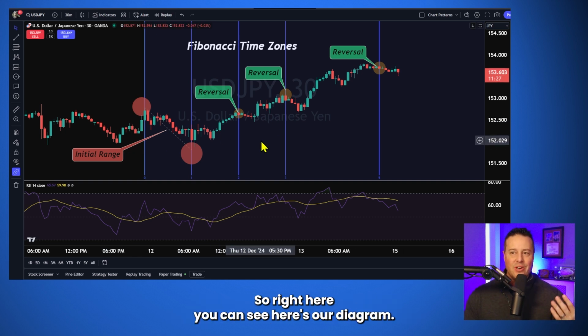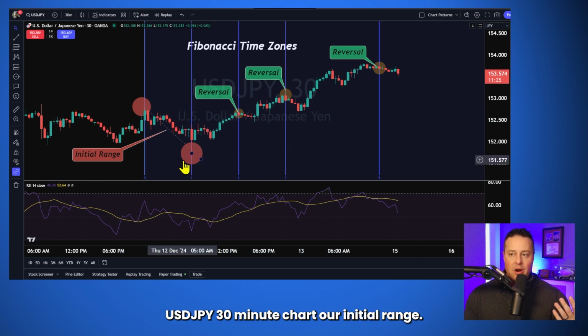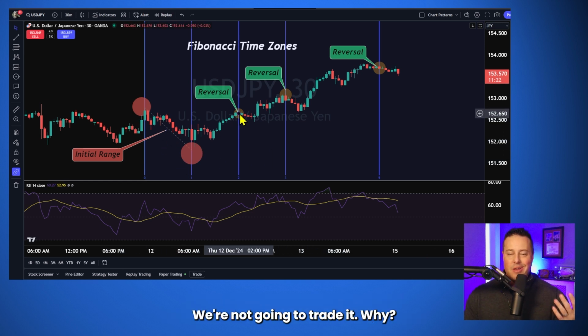So right here, you can see here's our diagram, dollar-yen 30-minute chart, our initial range, and then we've got a reversal right here. We're not going to trade it. Why?